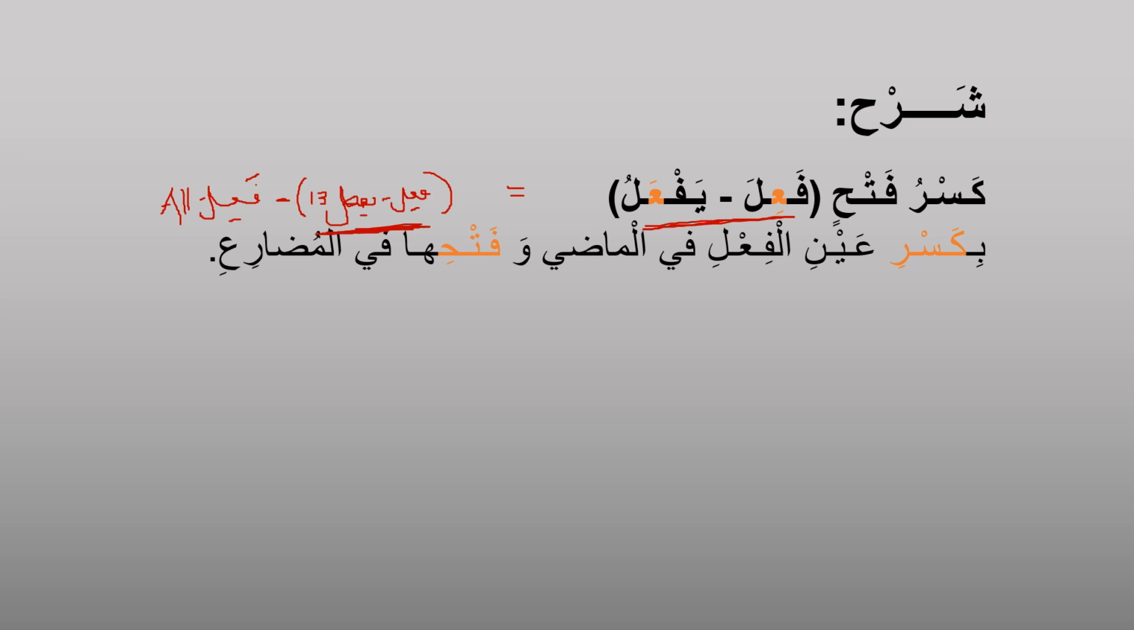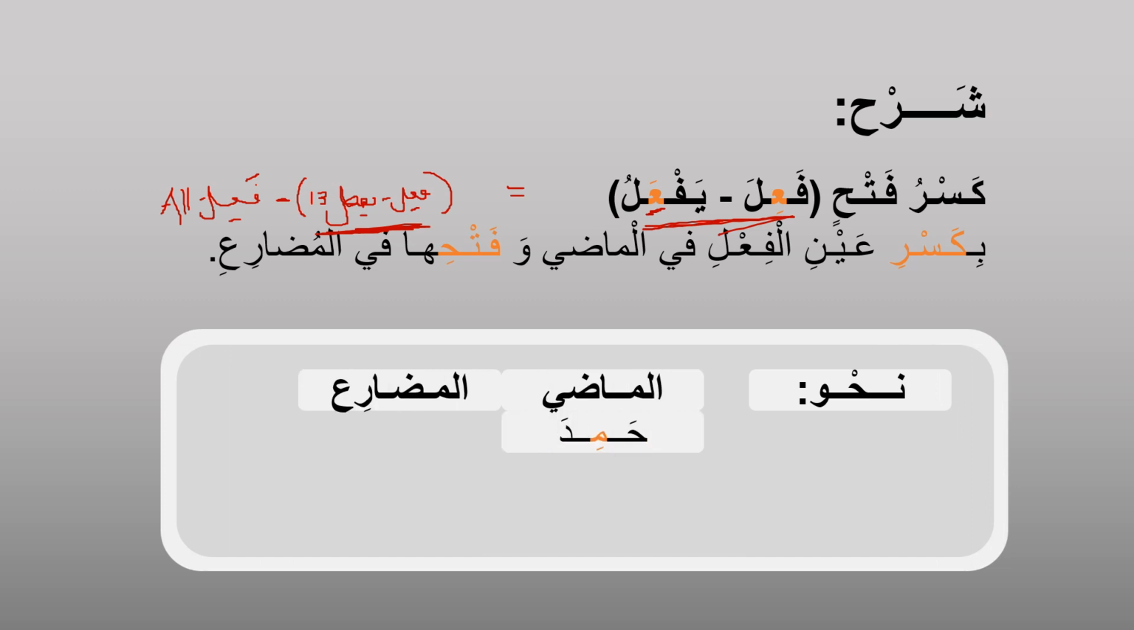بكسر عين الفعل في الماضي وفتحها في المضارع. By giving the عين الفعل kasra in madi, this is the kasra, and giving it fatha in mudari, this is the fatha. So the examples, we have Hamida. You know all the 13 fa'ila verbs, you know Hamida is not part of it. So because Hamida is not part of the 13 kesrotan verbs, definitely it's going to be what? Hamida Yahmadu.